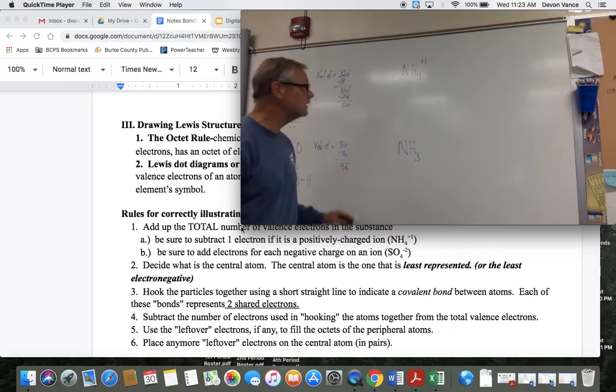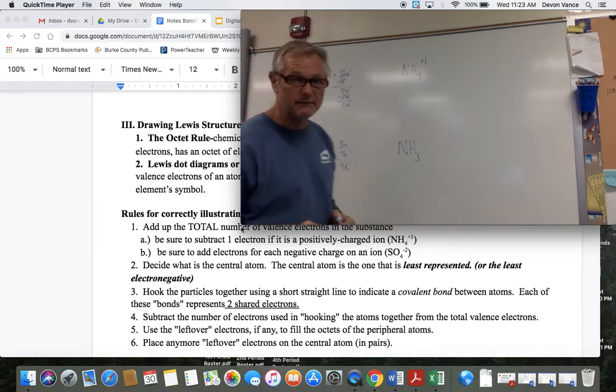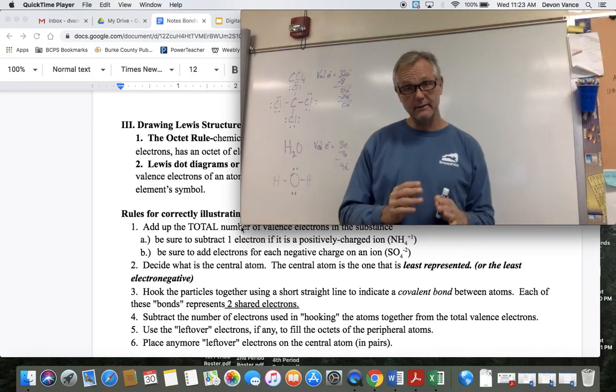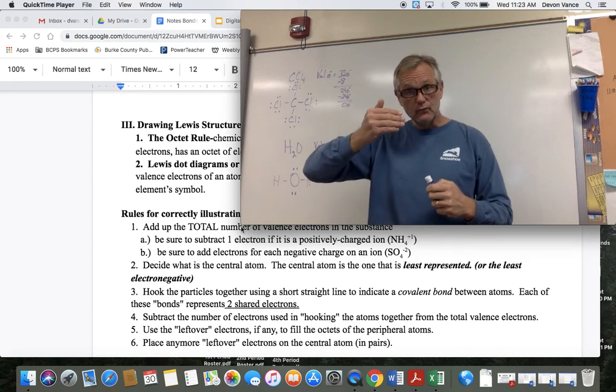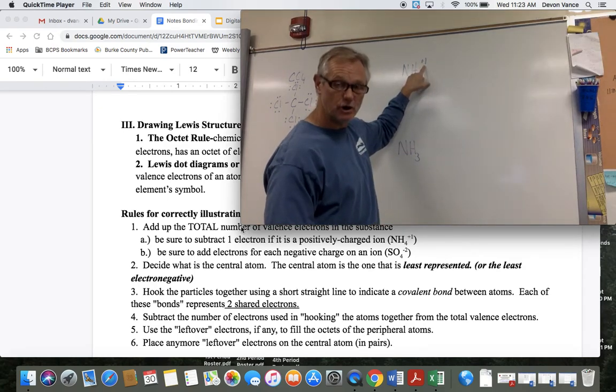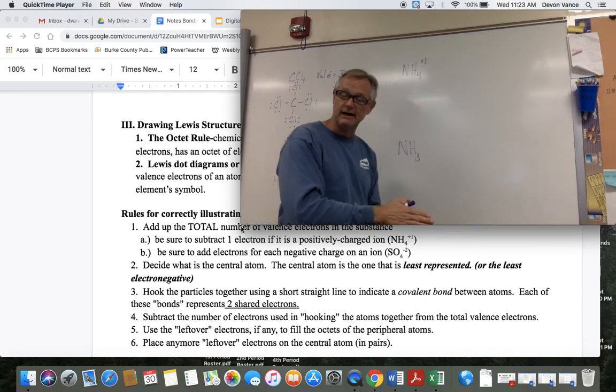All right, let's look at one that has an actual charge to it. So step number 1 says when you're adding up your total electrons, you need to make sure that you take into account any ions. So if it's got a positive 1 charge, that means that it has actually lost an electron.